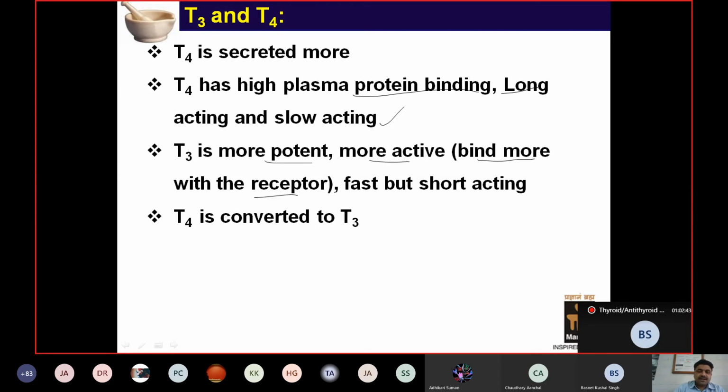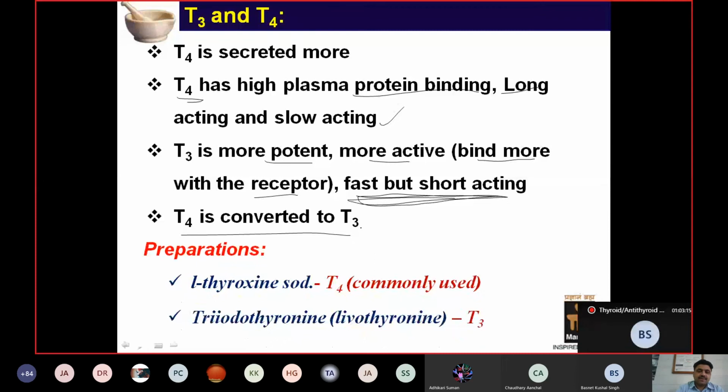Since they are free, they are more susceptible to metabolism. So that is why the action is short. It is fast but short acting, very important. If you want a fast action, you have to prefer the T3 preparation. Ultimately, the T4 which we gave is converted to T3 by peripheral conversion. We have already discussed that also, isn't it? So T4 is converted to T3 and T3 will show the action.